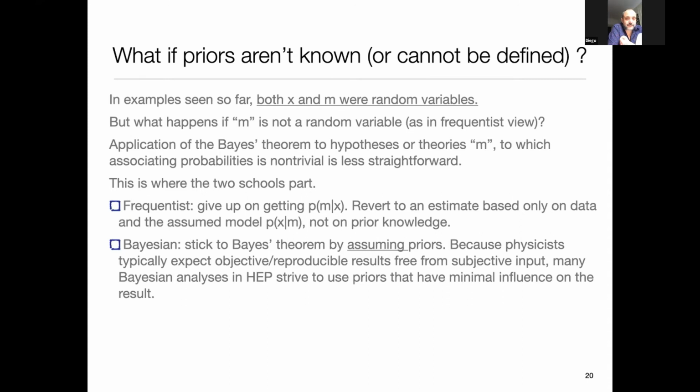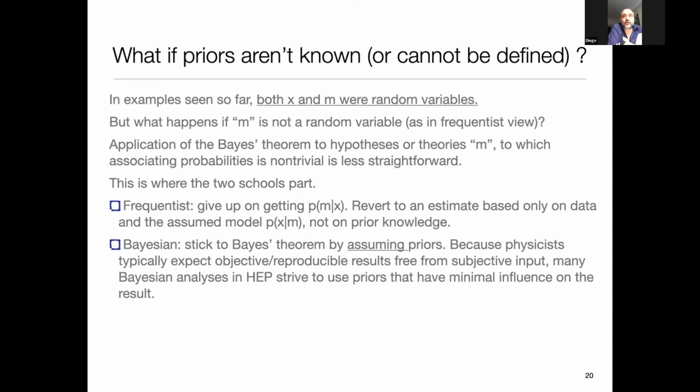Instead, the Bayesian school says, let's stick to the Bayes theorem and assume some priors. Even if we do not know them, assume them, because for the Bayesian, everything is a random variable. Everything: a physical constant, 28 April 2022, the existence of God, etc. Everything is a random variable, so everything can be assigned a prior. And if you don't know it, you can assume it.